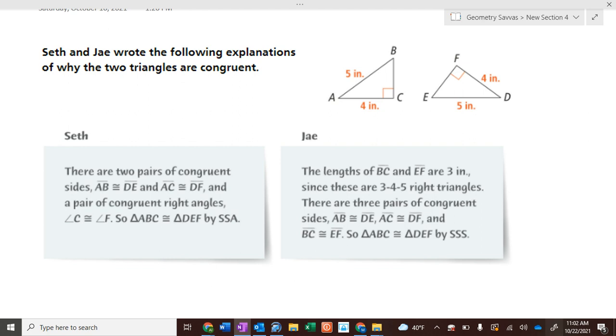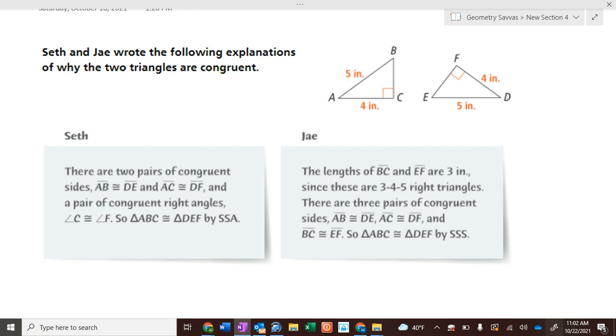But what is Seth wrong about? He's wrong because you can't use side-side-angle, okay? But there is a type of side-side-angle we can use that we'll get to in just a little bit.